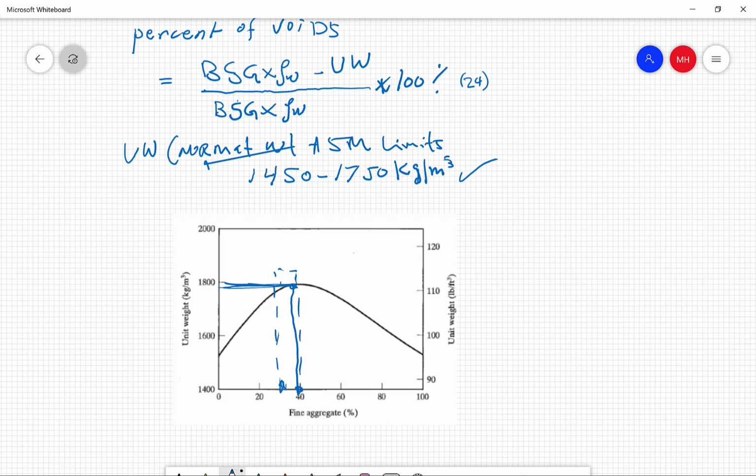So the most economical concrete is the one, this is most economical, no, I misspelled it.